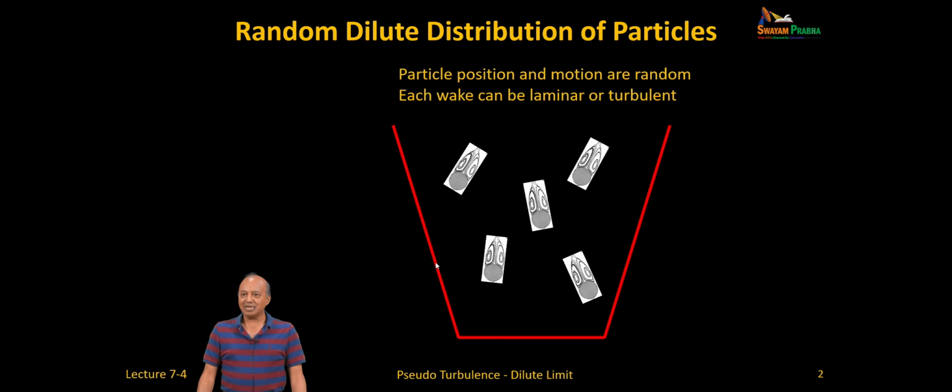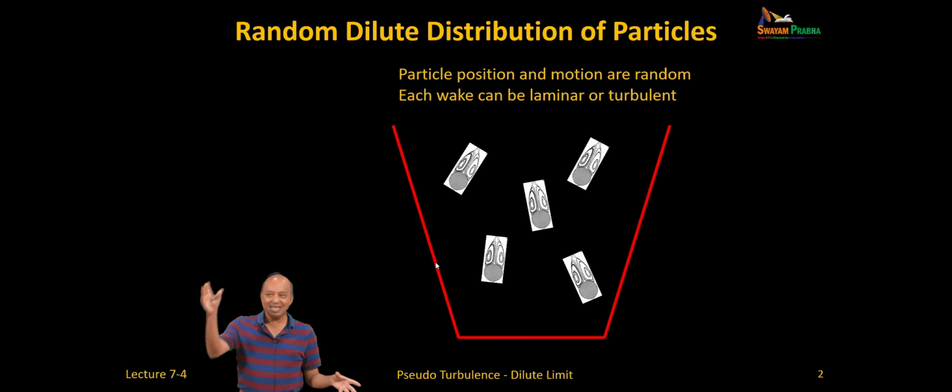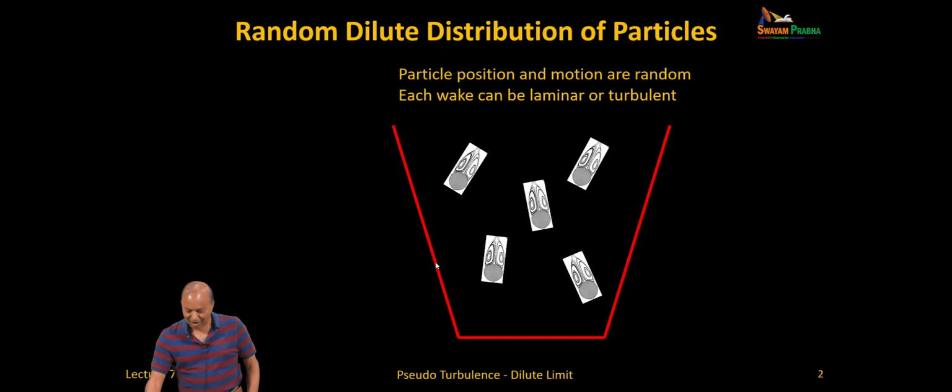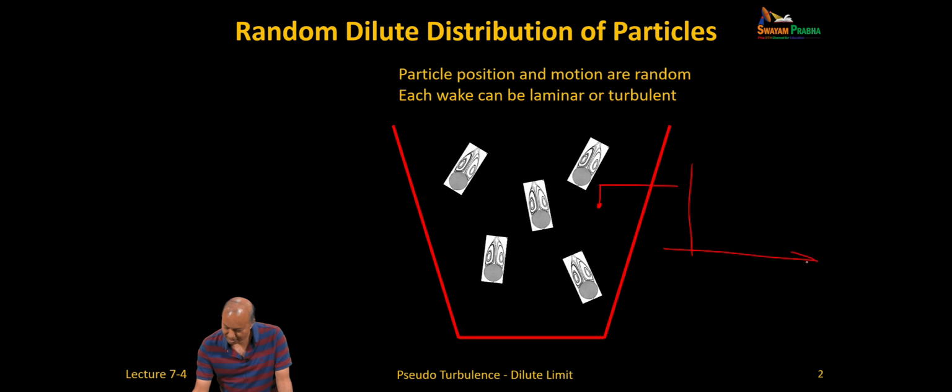Now you can scale it up to 50,000 or 5 million particles, each of them having their little wakes. Otherwise, let's say the fluid is not a whole lot of turbulence. Each particle is having a wake. Now imagine that you put a velocity probe in here, and you measure fluid velocity as a function of time.